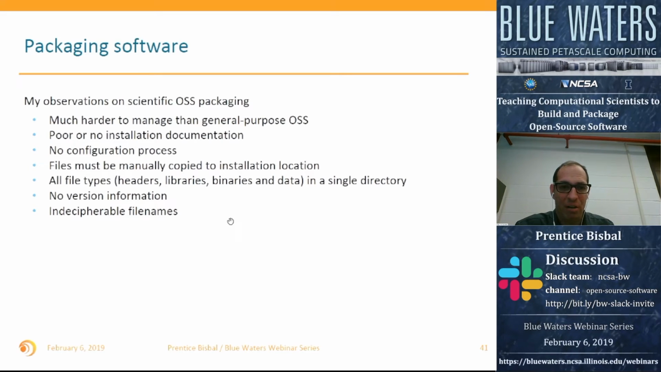They say, here's a makefile, edit it to suit your local needs and install that. And often there's a lot of details missing about how to massage the makefiles to make it work properly. In some cases, I've seen that there's no make install, and I have to install the software myself. I've also seen all the file types, whether it's the headers that should be in an include directory, the libraries that should be in separate lib directories, the binaries and data that might be somewhere underneath a shared directory, all in a single directory. No version information, and sometimes very indecipherable file names.